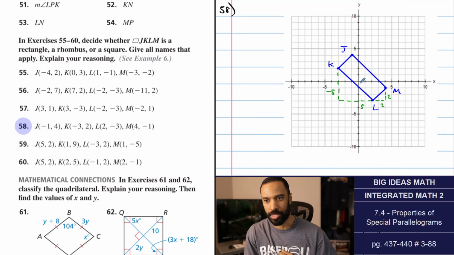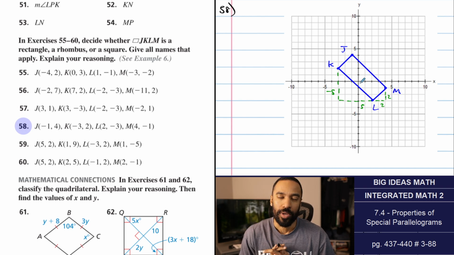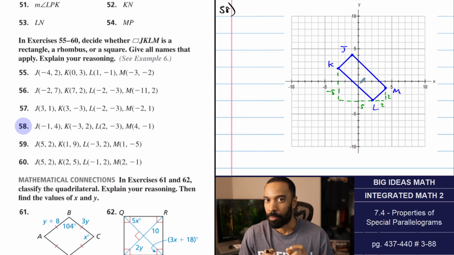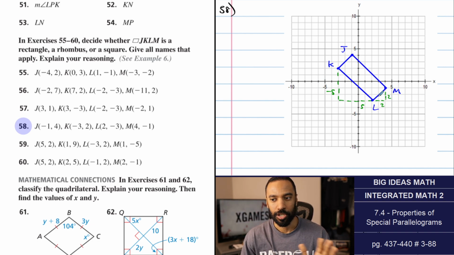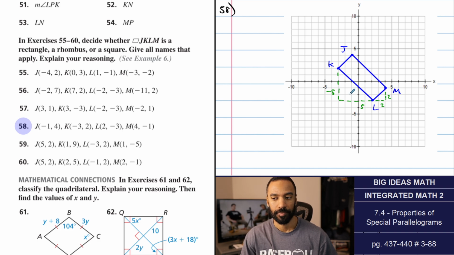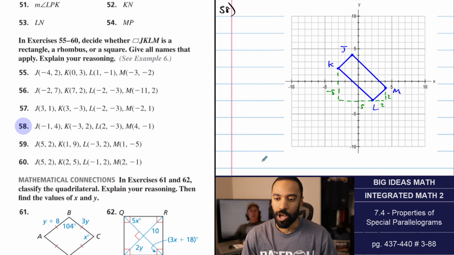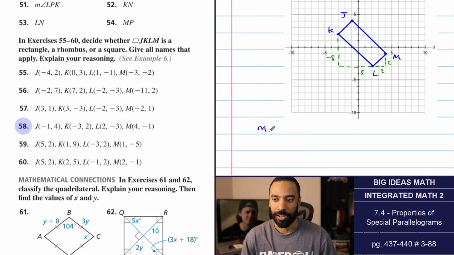Now, why can I use this? Because we know it's a parallelogram. We know a rectangle is a parallelogram with right angles. We know a rhombus is a parallelogram with congruent sides. Are these sides congruent? I don't mean visually, I mean numbers-wise. No. 5 squared plus 5 squared is not going to give you the same thing as 2 squared plus 2 squared. And their square roots sure aren't going to be the same thing either. Not a rhombus. Is it a rectangle? Are there right angles? The slope of segment KL is negative 1.